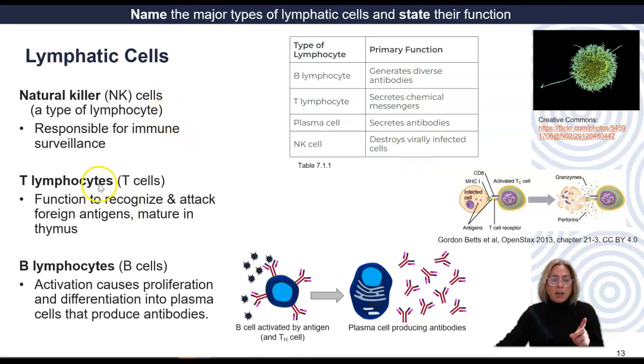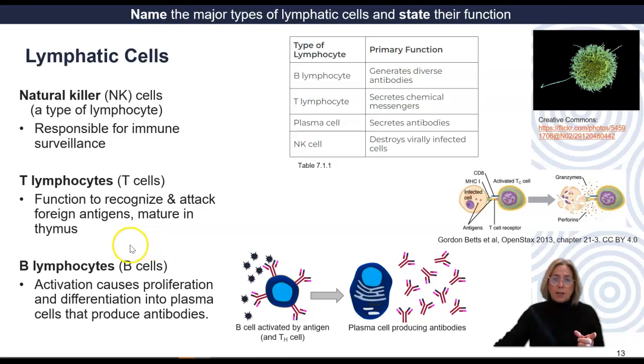Then we have the T lymphocytes, otherwise known as the T cells, that are important in the adaptive immune response. And they function to recognize and attack foreign antigens. Remember, they form in the red bone marrow, they mature in the thymus, and they secrete chemical messengers. Now, without going into too much detail here, because we'll talk about it later, here we have a T cell that has become activated by an antigen that's been presented on the surface of this infected cell. That leads to the release of these perforins, right? And these perforins then will destroy that virally infected cell.